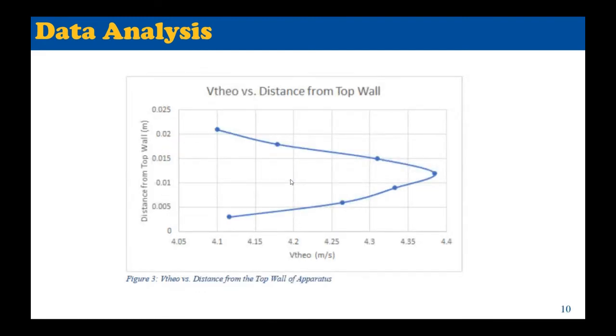And this is the second part of the test, where you should see a similar profile. If we could have taken more data points, the more data points you take, the more uniform a curve you will get. So if you plot the distance from the top wall and the theoretical velocity from your data, you should get a similar plot.